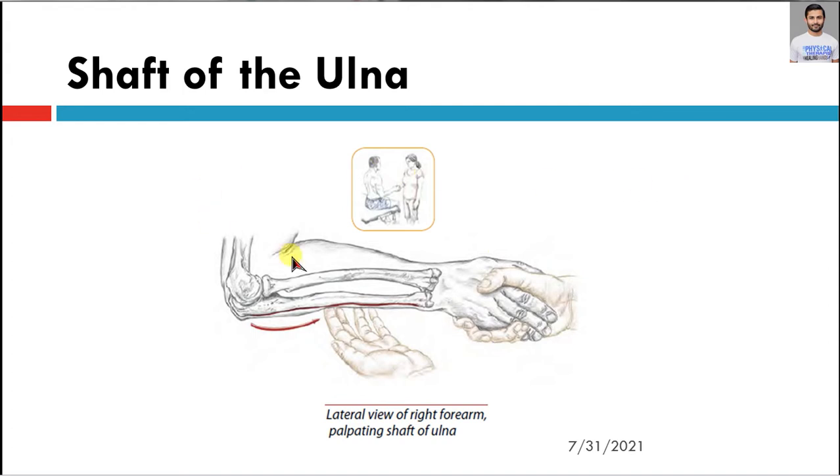The shaft of the ulna can be palpated in mid supinated position. If your partner's hand is in mid supinated position, the bone itself lies very superficial to the skin, and it is very aligned in this position. You can easily palpate from the olecranon till the ulnar styloid. So you need to glide your fingers all the way from here to this point.